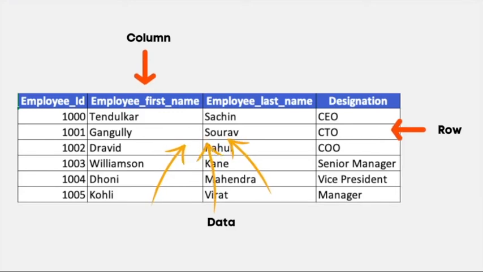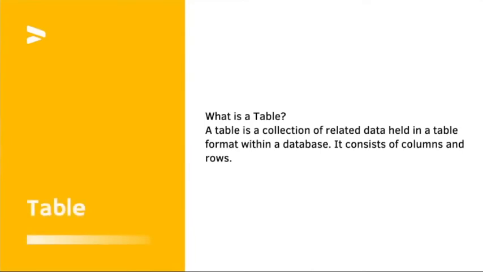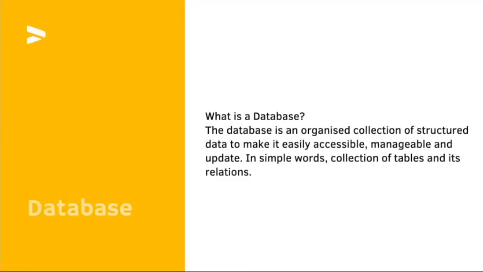Now we have seen an analogy and how a practical table will look. Let's go back to the definition. What is a table? A table is a collection of related data held in a table format. In the previous slide, you have seen what a table format is, how it will look, the components, right? The columns, rows, and data, and so on, correct? Now, what is a database? A collection of such tables together with a relationship between them is called a database. Okay? Hope you have understood that.